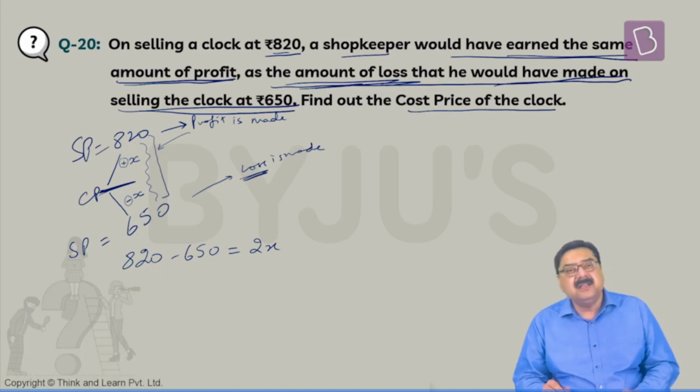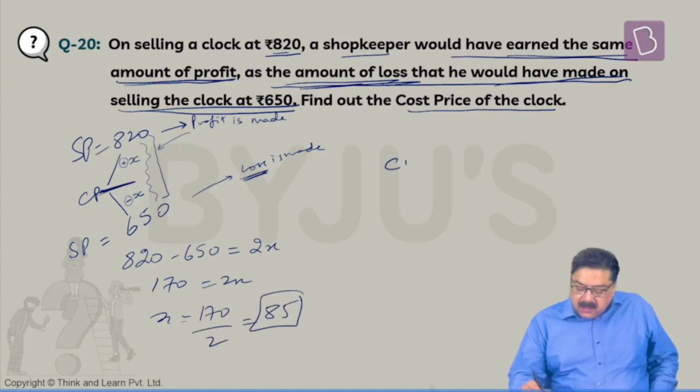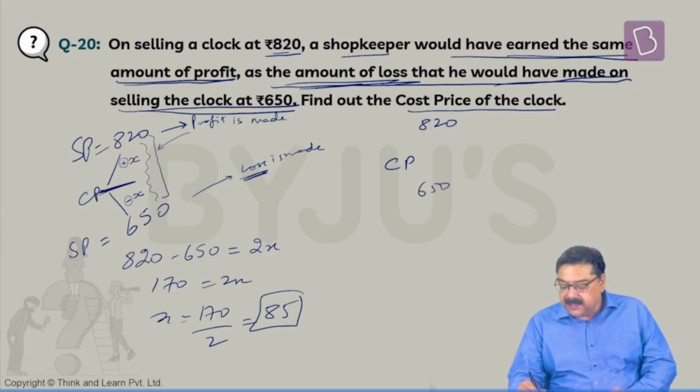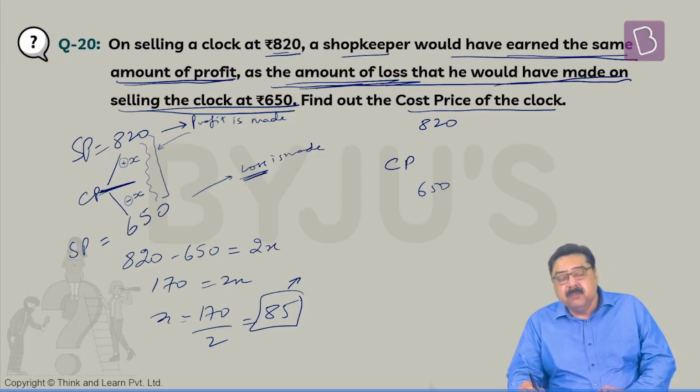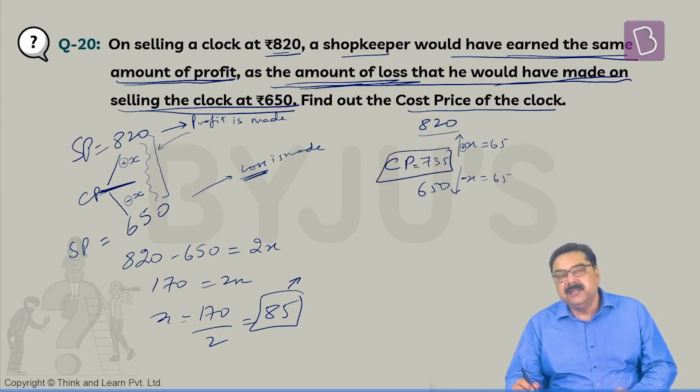So 820 minus 650 is 170, which is equal to 2x. So x here equals 170 by 2. That is rupees 85. The cost price is somewhere between 820 and 650. So you can see it is 85 rupees more. So the value of x here is 85. So 820 minus 85, we get 735. So as you can see, 735 plus 85 gives us 820 and 735 minus 85 gives us 650. And we have found out the cost price to be rupees 735.